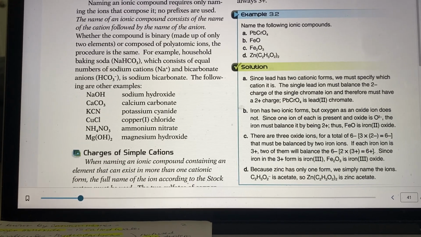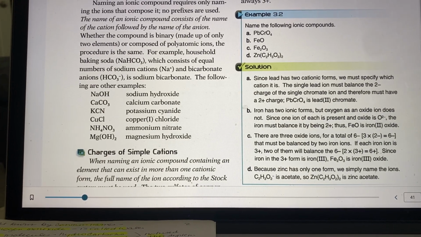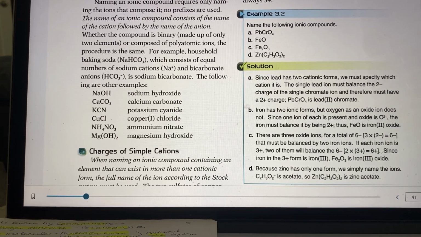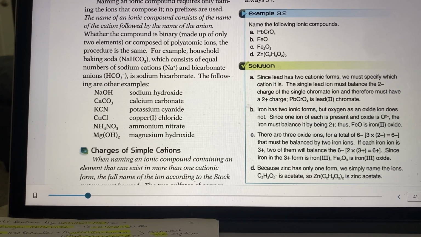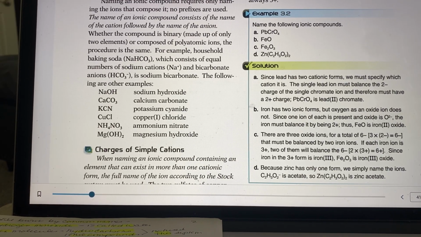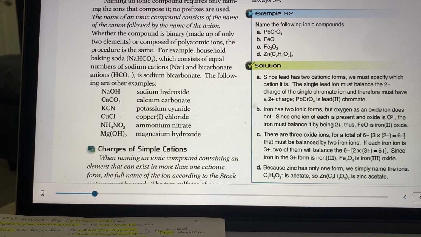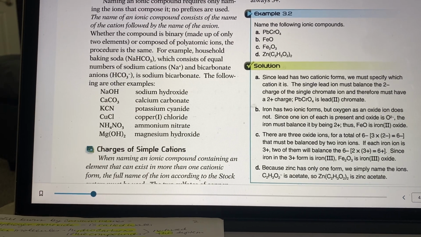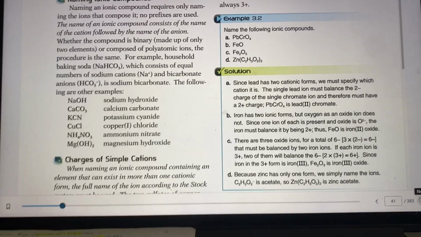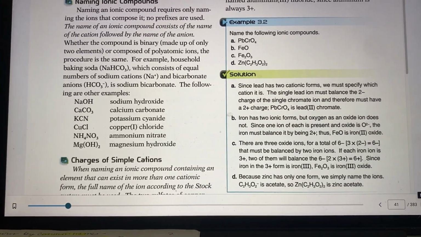So naming. The charges of simple cations. When naming ionic compounds containing an element that exists in more than one cationic form, the full name of the ion according to the Stock system must be used. So 2 sulfates of copper would be, okay, let's go down and show you this so you can see what I'm talking about.